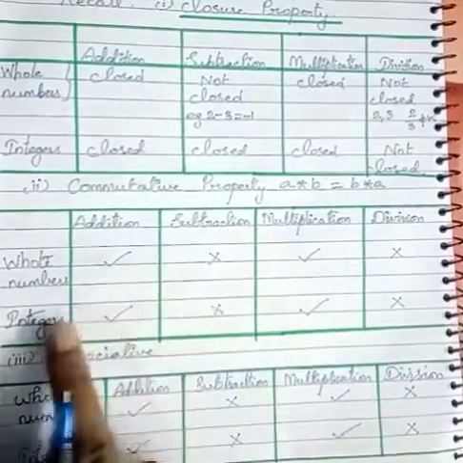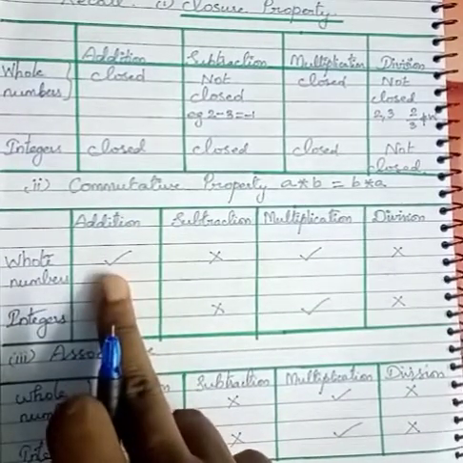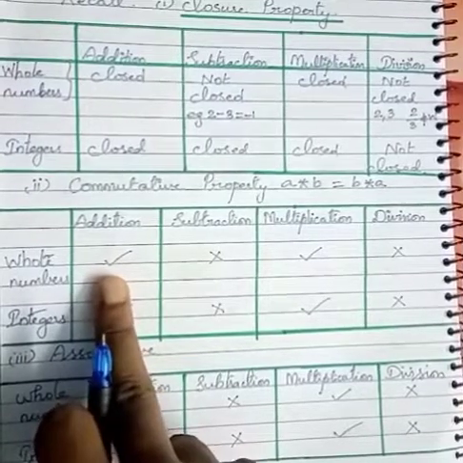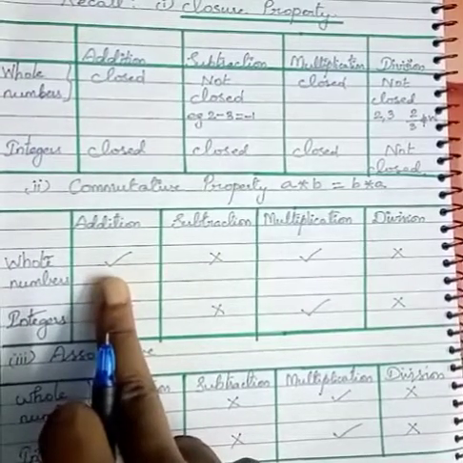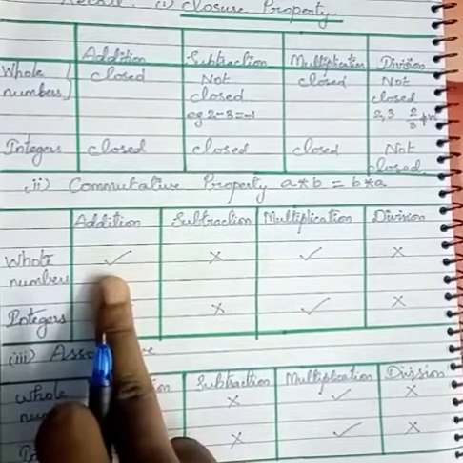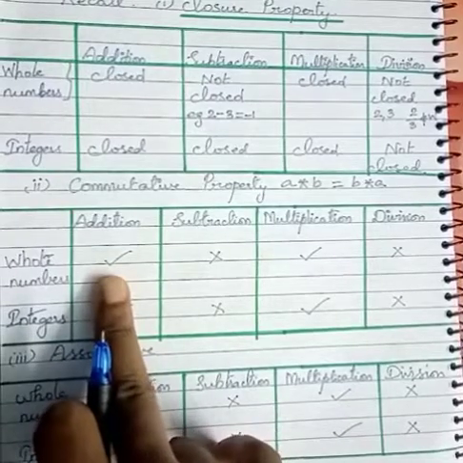Consider the set of all whole numbers and addition. When you take any two numbers, for example 4 and 5, 4 plus 5, the result is 9. When you add in reverse order, 5 plus 4 is also 9. So the commutative property is satisfied here.